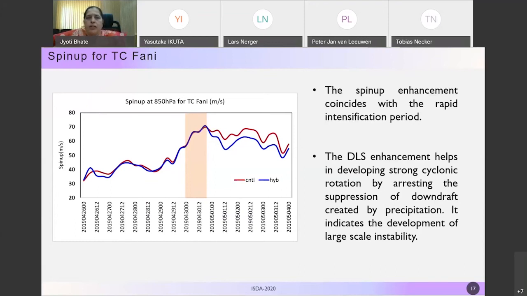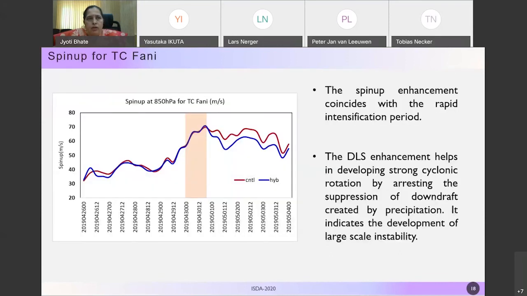After seeing the instability, we are seeing whether the rapid intensification is reflected in the reanalysis. So we calculate the azimuthally averaged maximum wind speed around the tropical cyclone center, and we have plotted for each day whether the average maximum speed shows the improvement. For that spinup parameter, control and hybrid almost show a similar trend, and we see a sharp increase in the spinup when the tropical cyclone underwent rapid intensification. So the large-scale deep pressure enhancement helps in developing the strong cyclonic rotation and the large-scale instability.